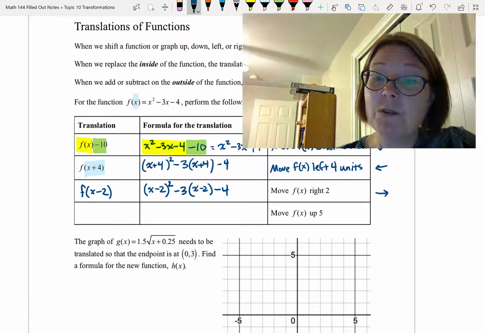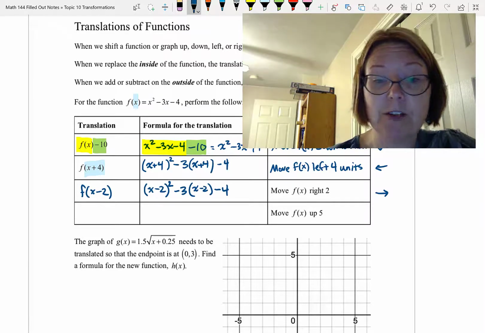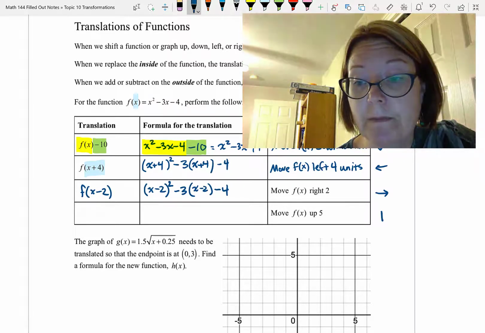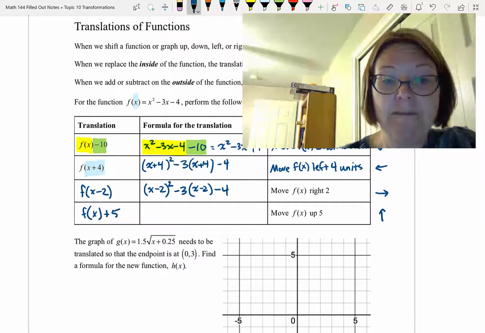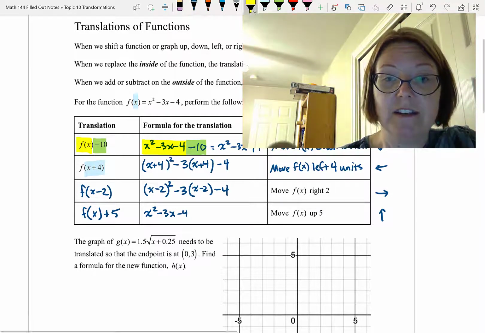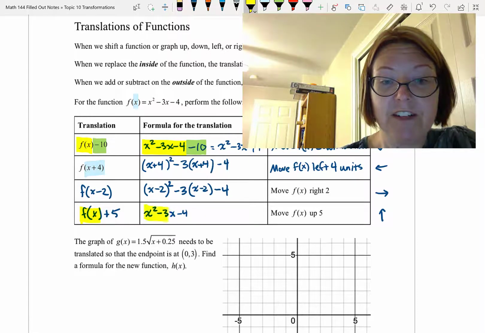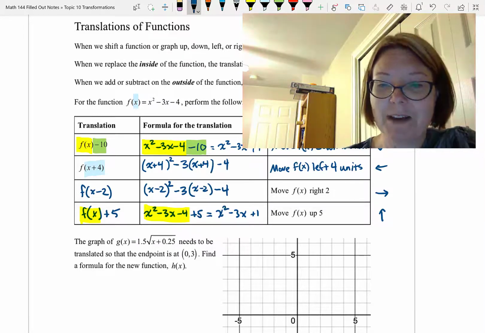And then finally, if we want to move f of x up 5 units, we need to do something to the outside of the function. This is going to be vertical, which is how I know it's on the outside. So that would be f of x, and then on the outside of that, plus 5. In this case, that's going to be x squared minus 3x minus 4. That's the original f of x function. And now I'm going to add 5 to that. Simplifying, that would be x squared minus 3x plus 1. That one's not so bad to simplify.